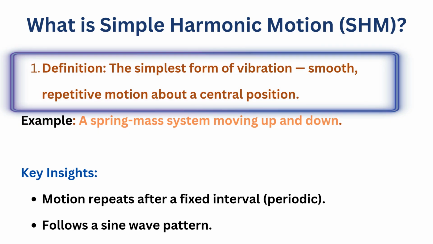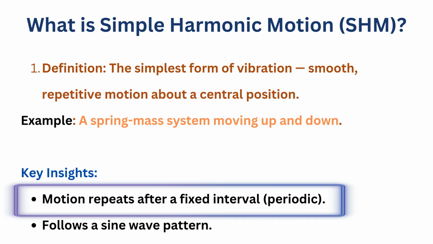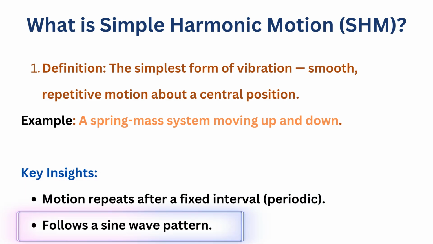Imagine a spring with a weight attached. If you pull it down and release it, what will happen is that it will move up and down continuously. This process is known as simple harmonic motion. The motion will repeat itself after a fixed interval of time and follows a simple sine wave pattern.